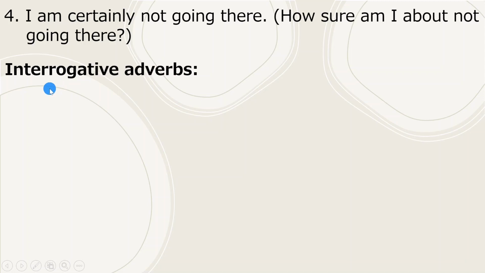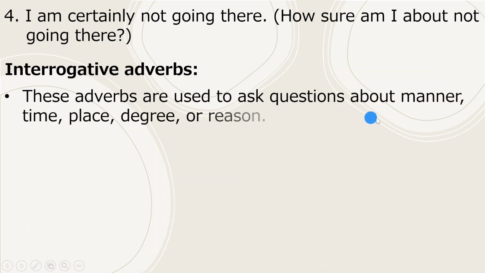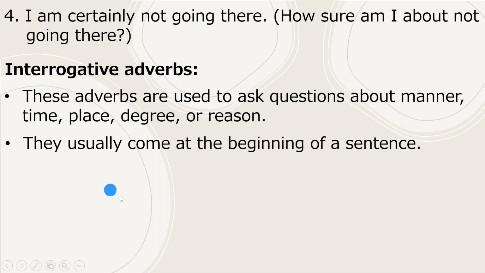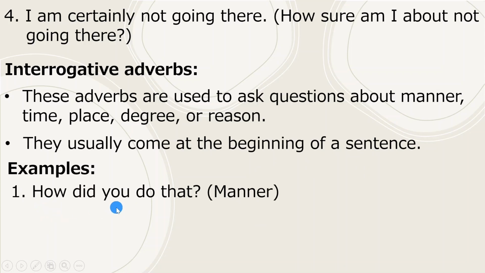Then the other type of adverb is interrogative adverbs. So what do interrogative adverbs do? These adverbs are used to ask questions about the manner, time, place, degree, or reason. They usually come at the beginning of a sentence. Like examples here, this question: how did you do that?